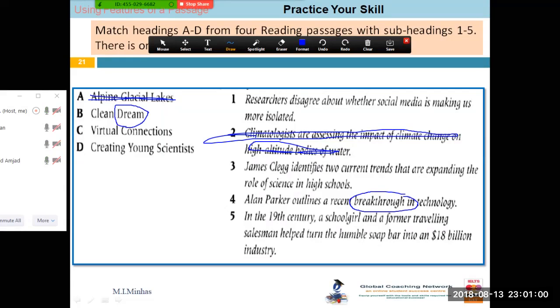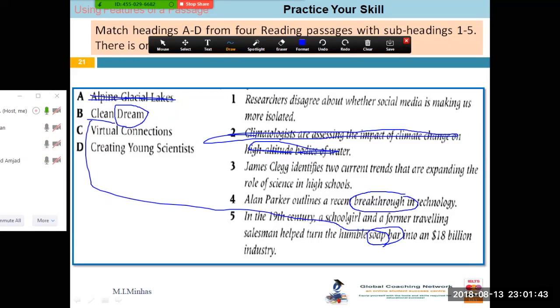Number 5. In the 19th century, a schoolgirl and a former traveling salesman helped turn the humble soap bar into an 18 billion industry. Any link? No. Now, if I say this is clean, and if I say this is soap bar, is there any link? Yes. Now, what could be the dream then?